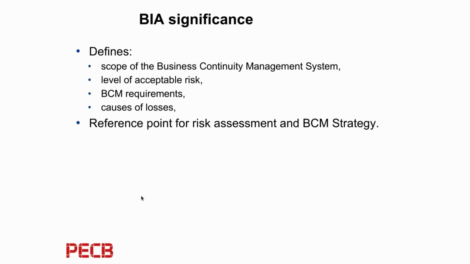The last slide: what is the significance of business impact analysis? First of all, it is the most important step in the project, because if you do it wrongly, then the scope of the whole business continuity management system will be wrong. It will either omit something important, or it will be too wide, too expensive, too difficult to manage, and we want to make our system efficient and workable.